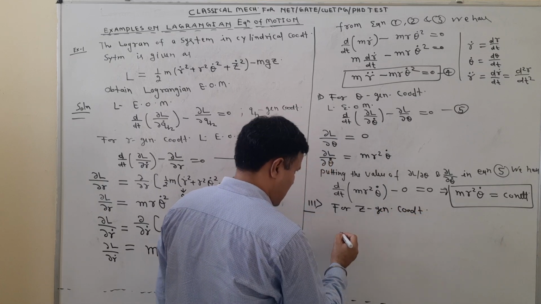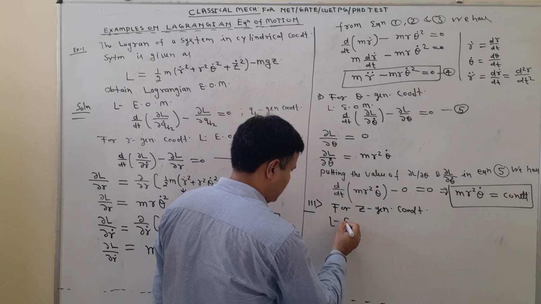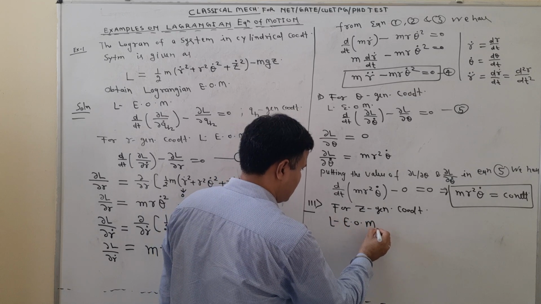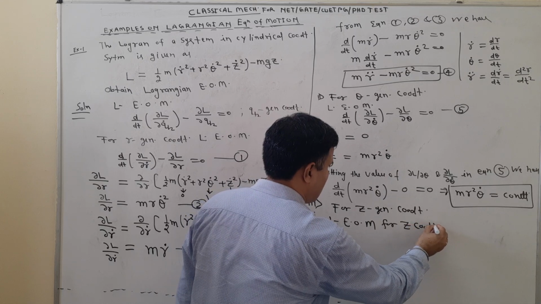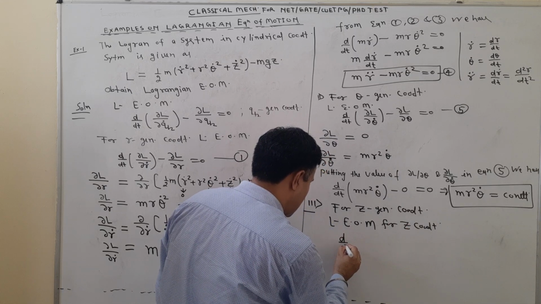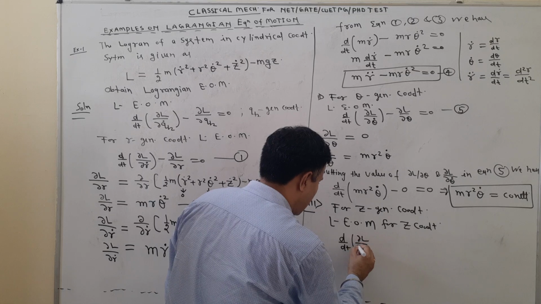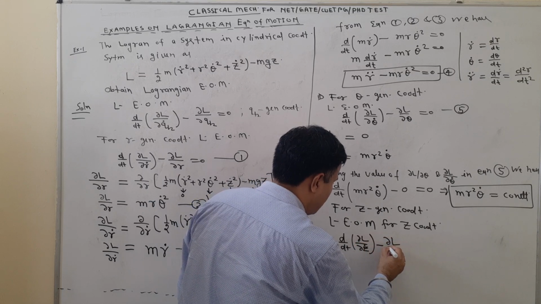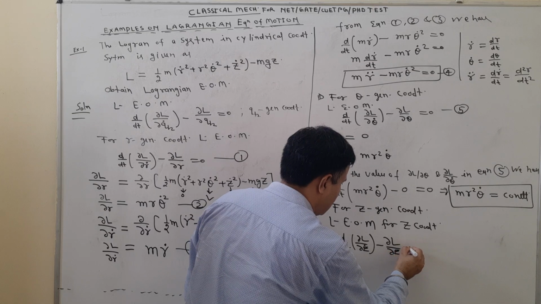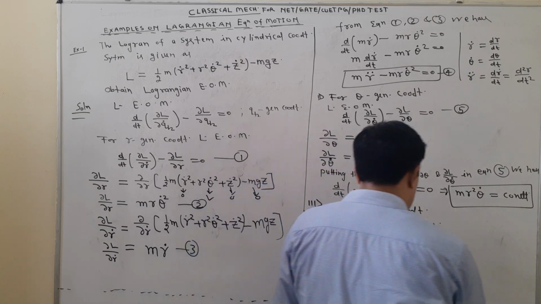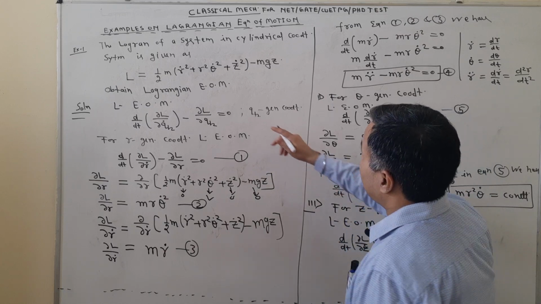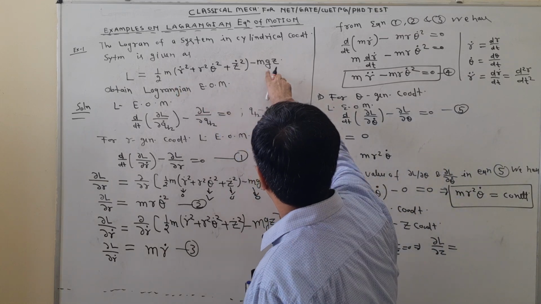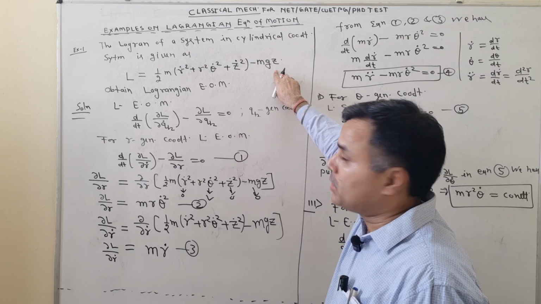So the Lagrangian equation of motion for the z generalized coordinate is d/dt of (∂L/∂ż) minus ∂L/∂z equal to 0. Which implies that, what is ∂L/∂z? There is one term in our Lagrangian which contains z.